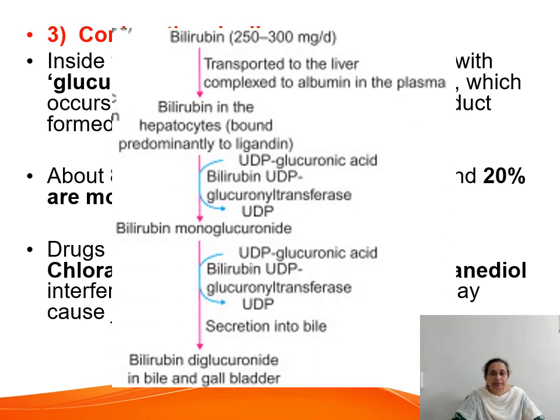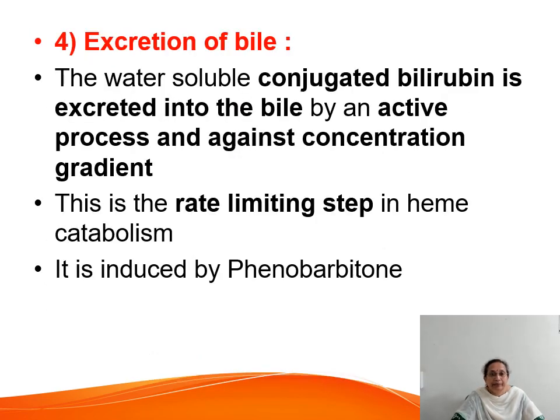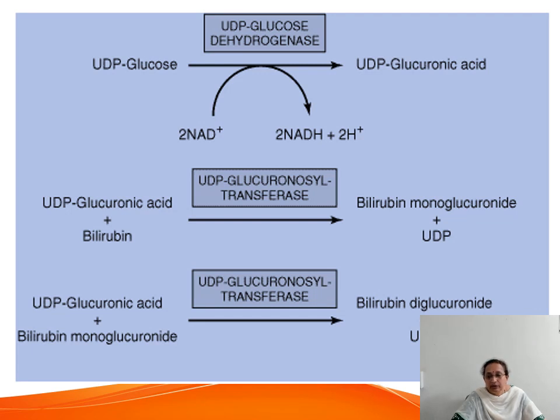The same thing again to show pictorially: bilirubin, through the bilirubin-albumin complex, reaches the liver. In the liver it is acted upon by UDP-glucuronide transferase. The first product formed is bilirubin monoglucuronide, again acted upon by the same enzyme, and bilirubin diglucuronide is formed. In the bile, it is stored in the gallbladder and, depending on the need, secreted into the intestine. Water-soluble conjugated bilirubin is excreted into the bile by an active process, and then along the concentration gradient it is secreted into the intestine.